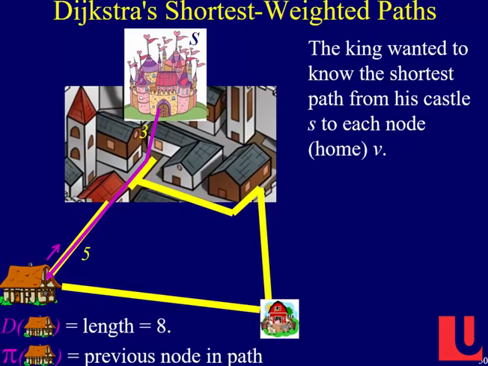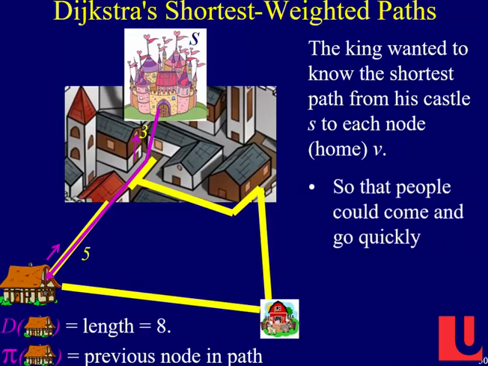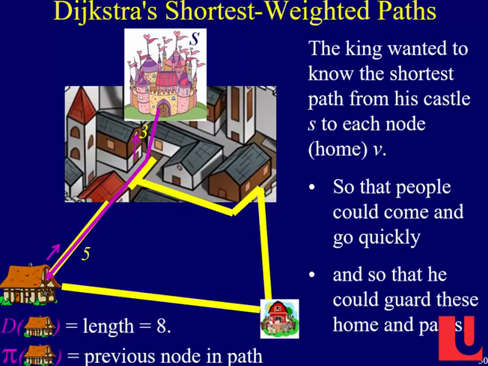And then what's the pi, right? For each home, pi tells you the parent. Right? So here I'm saying pi of this house moves you along this edge that gets you to here, and then pi of that edge gets you back to the castle. Right? All right. Now, why are we doing this? Because so everybody can come and go quickly and get to the ball. Right? And also, he has another motivation, is that it's the king's duty to guard all of his people.